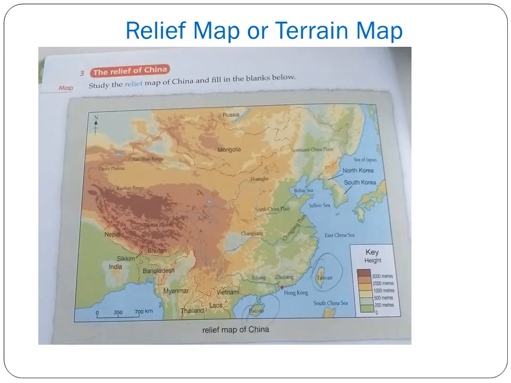Hey everyone, let's look at the relief map or terrain map. Here we have this map in front of us, and we can tell it shows us the different landforms which are present in this region in China. You can tell from a relief map, it gives us the height and depth of different landforms in a particular region. If you look at the key in the right hand bottom, you can see it's got different shades and different heights. You can see the 3000 meters, 2000 meters, and so on.